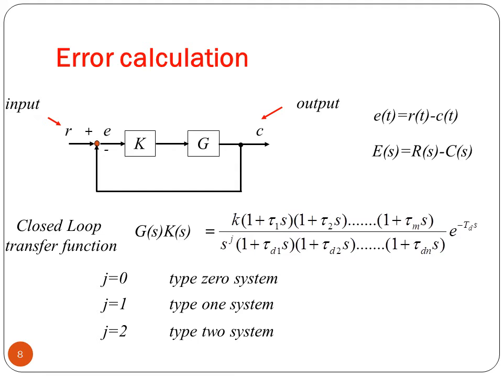The type is mainly defined with respect to the number of pure integrators in the system. An integrator is represented by 1 over S. So if we have 0 integrators, so J equal to 0, we have a system of type 0. If we have 1 integrator, we have a system of type 1, and 2 integrators, we will have a system of type 2.